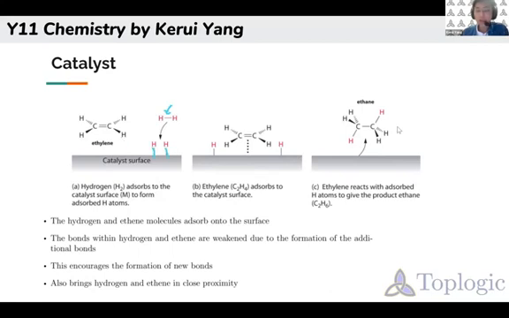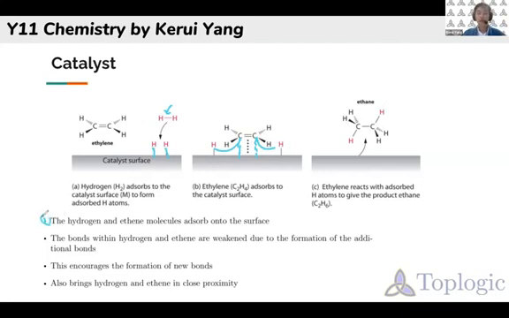Next, the ethylene is also adsorbed onto the surface. So the C to C double bond over here actually forms this bond over here instead. So it becomes C bonded to the metal and C bonded to the metal. And then what happens is that since they're so close together, now they can react. Now the hydrogen can bond to the carbon, and this hydrogen can bond to this carbon, and give our final product, ethane. Okay, so here are the steps.